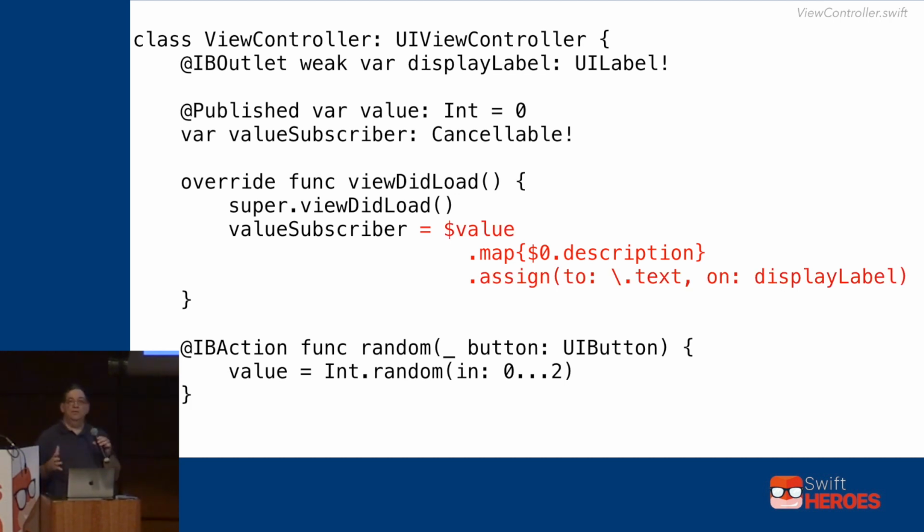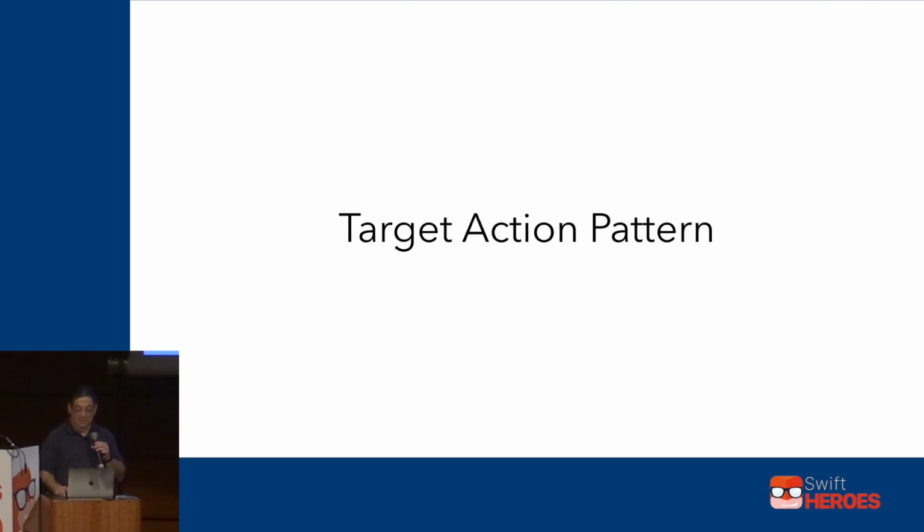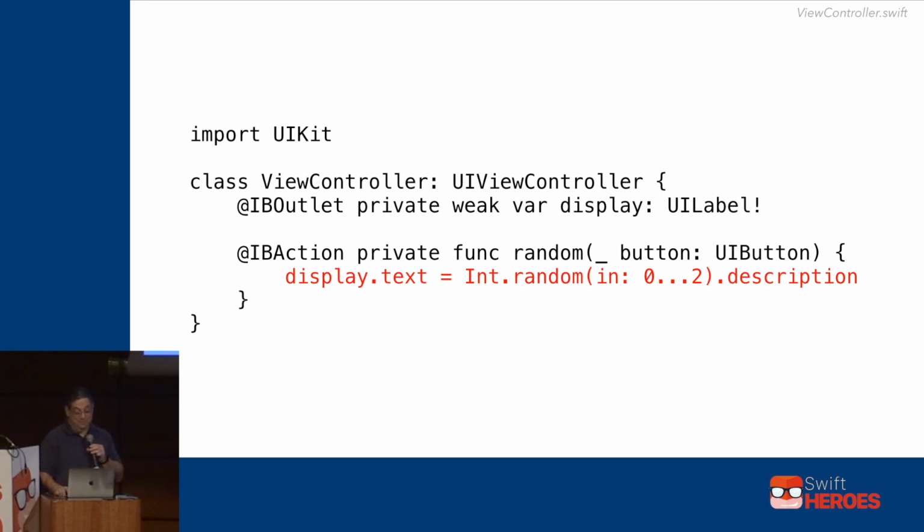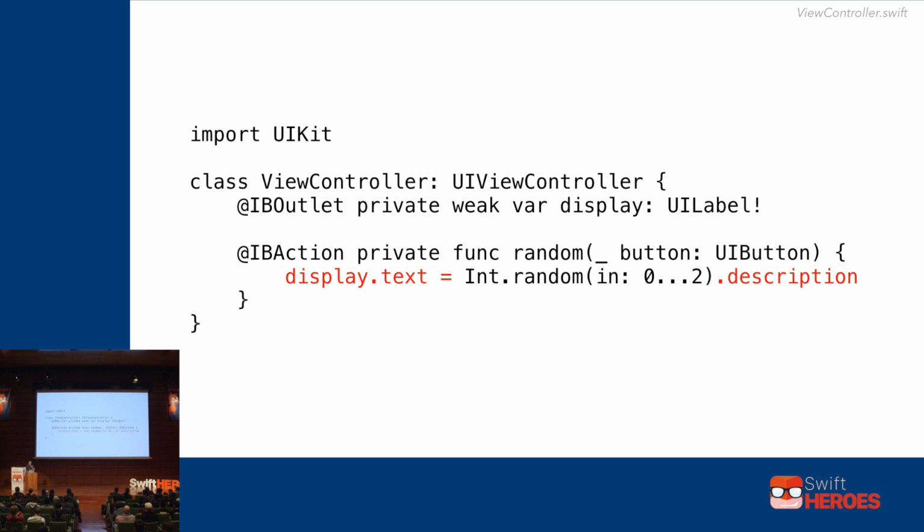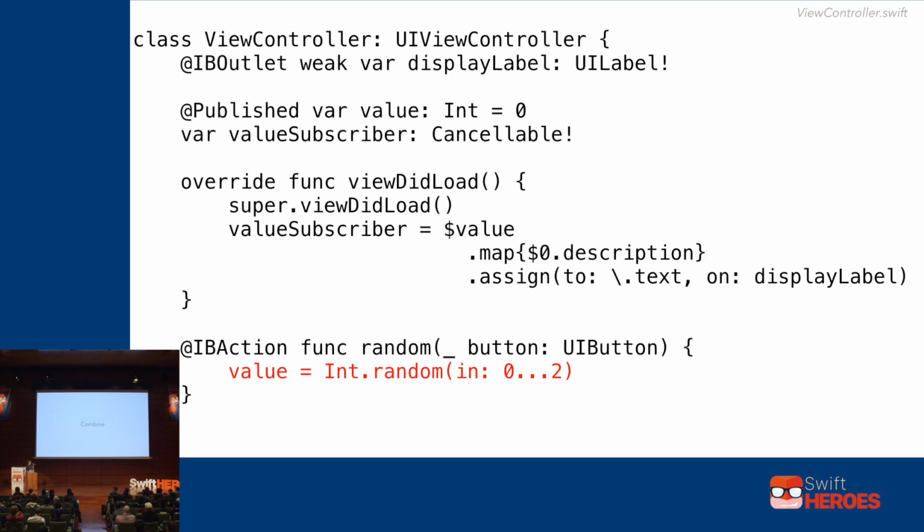And there's this pipeline that says, whenever I feel like it, I'm emitting an int. You're converting that int using map to a string, and then you're placing that string in display label's text field. And that's the target action pattern done with Combine. That's kind of cool. So here's how we did it with target action, where we actually display text, and so it was less code, but it was more intrusive. And using Combine, our action was a lot simpler, and then we had this pipeline that says what happens.